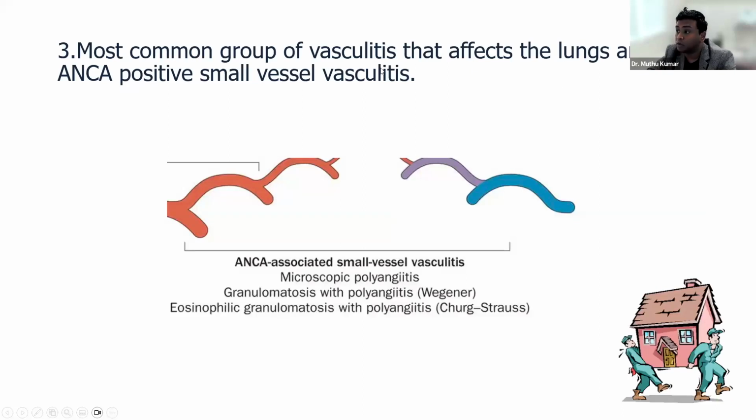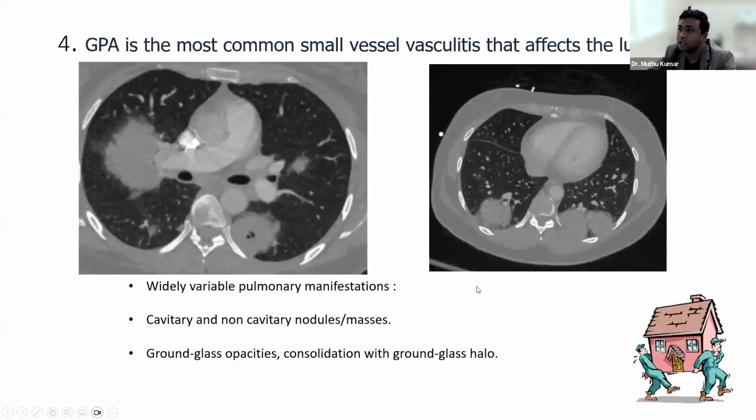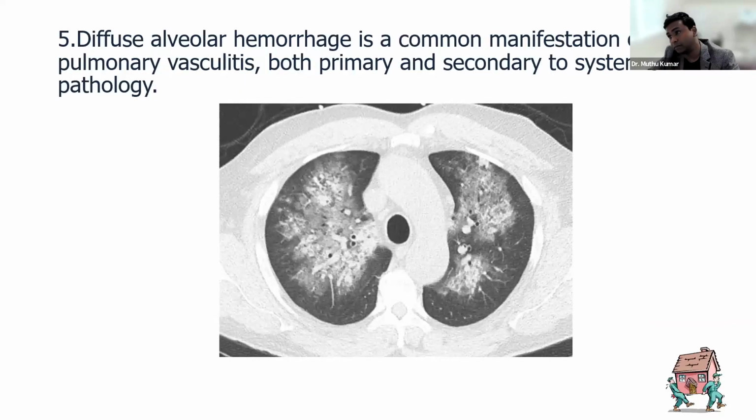The most common group of vasculitis that affects the lungs are ANCA-positive small vessel vasculitides, which include GPA, EGPA, and microscopic polyangiitis. GPA is the most common small vessel vasculitis that affects the lung. The findings are widely variable. If you see multifocal cavitary and non-cavitary nodules, mass-like consolidation with ground glass halo, always think of pulmonary vasculitis. And diffuse alveolar hemorrhage is a common manifestation of pulmonary vasculitis. It can present both as primary and secondary to it.